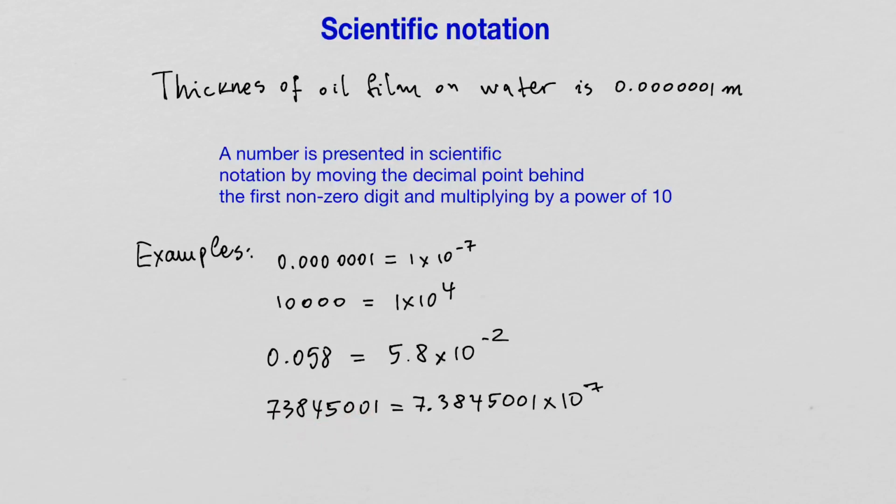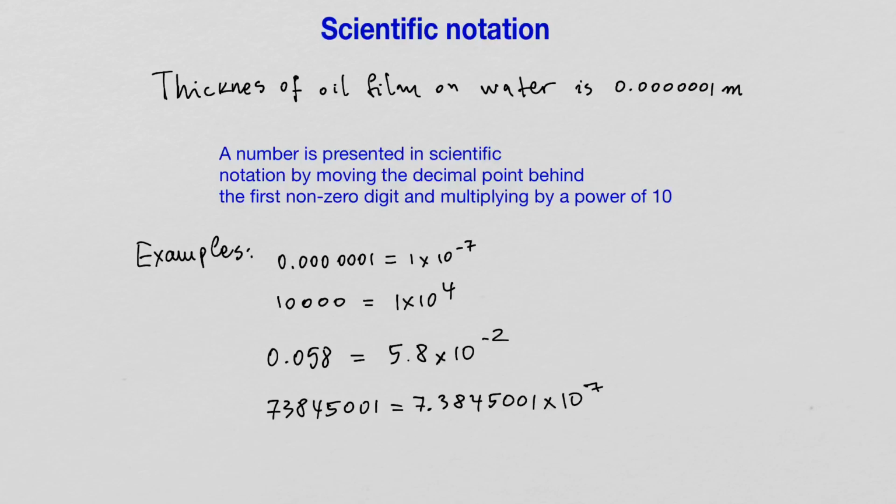And finally, I want to write 73,845,001 in scientific notation, so that would become 7.3845001 times 10 to the 7th power. Again, the decimal point is not shown here, but we know that it's behind the 1. And so I move it 1, 2, 3, 4, 5, 6, 7 spots to the left, so that it is placed behind the first non-zero digit, which is 7.